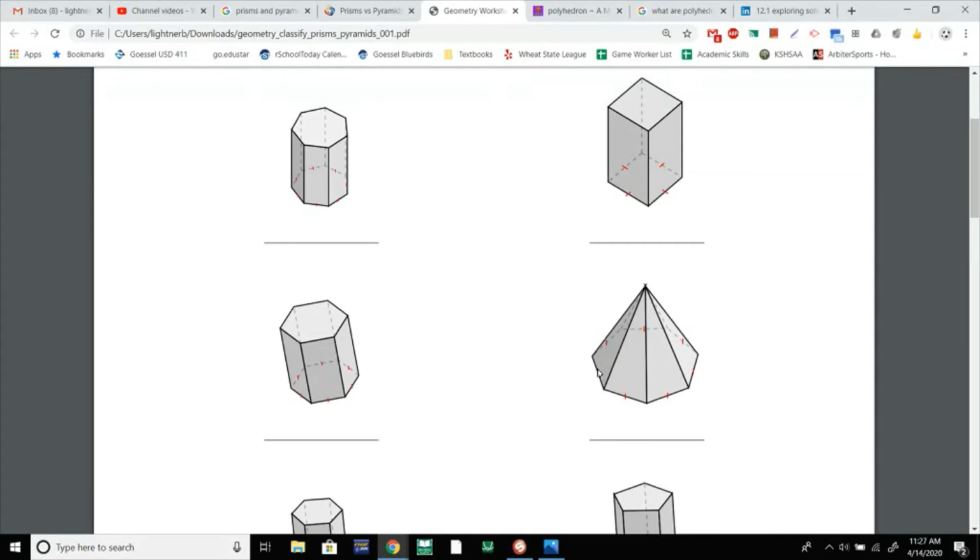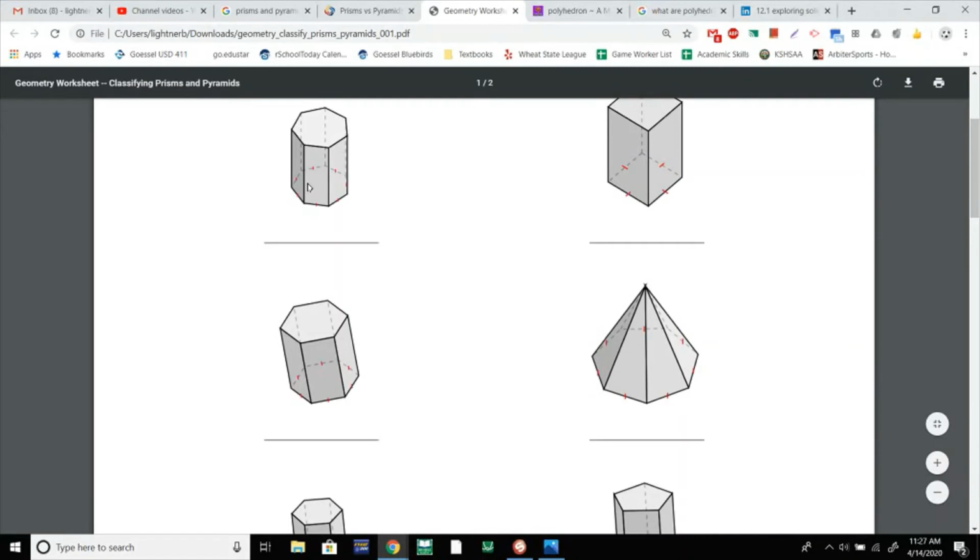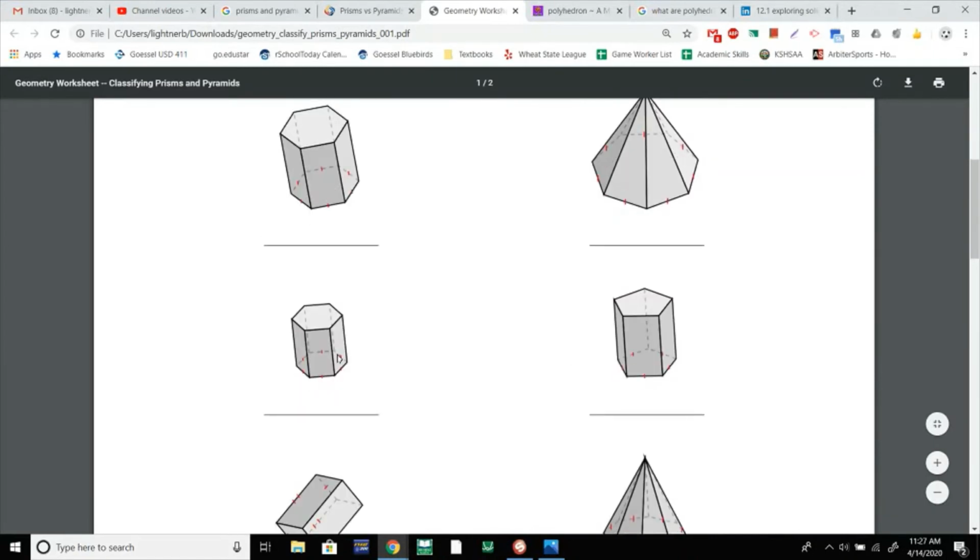Heptagonal, I had to think about that. Heptagonal pyramid. So still, this is a heptagonal prism. This is a heptagonal pyramid. Another prism, hexagonal prism. 1, 2, 3, 5, 6.